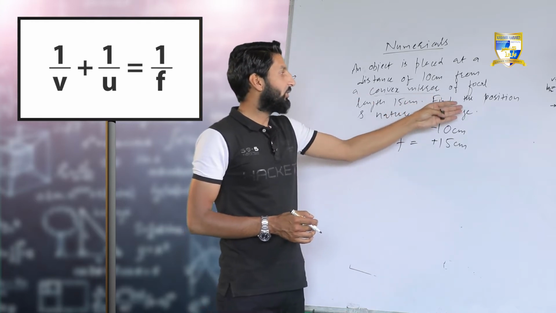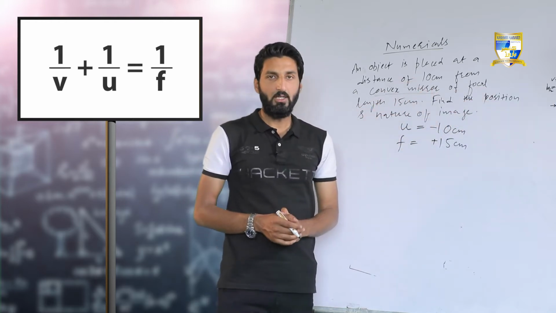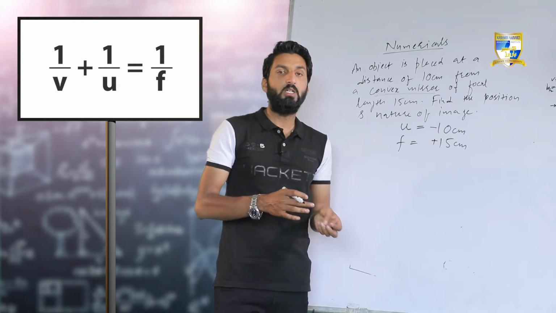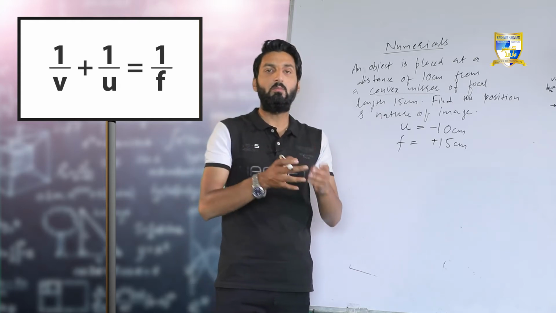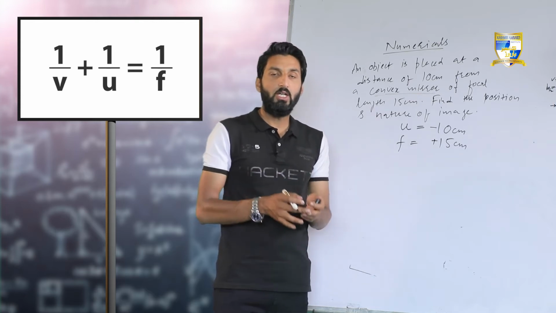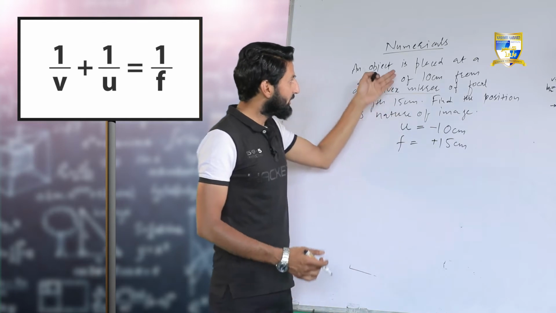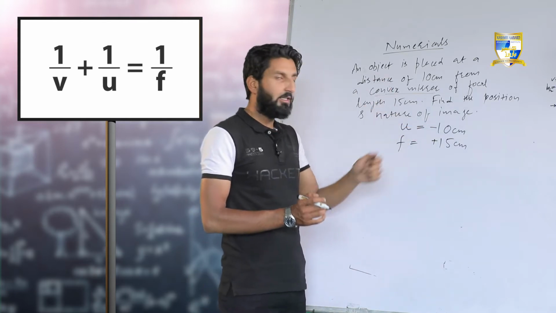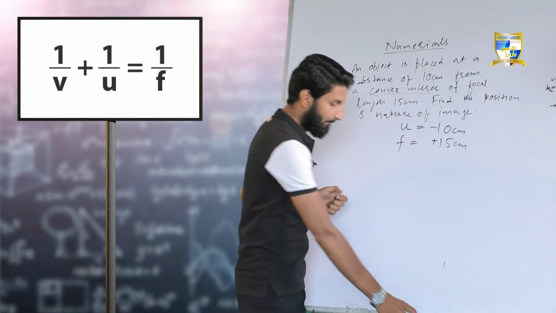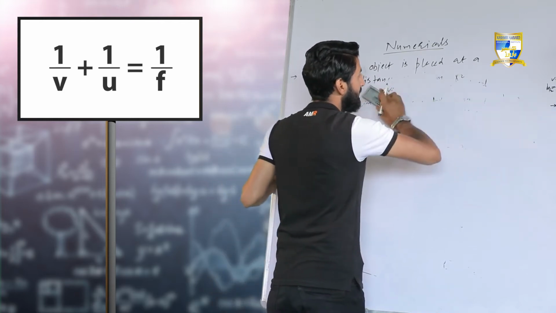Now what we have to calculate? We have to calculate the position and nature of the image. The position, whether the image is formed in front of the mirror or behind the mirror, and the nature of the image, whether the image is real, inverted or whatever. Fine? Okay. So you just write down the numerical first and the given values. Now we would solve this numerical.